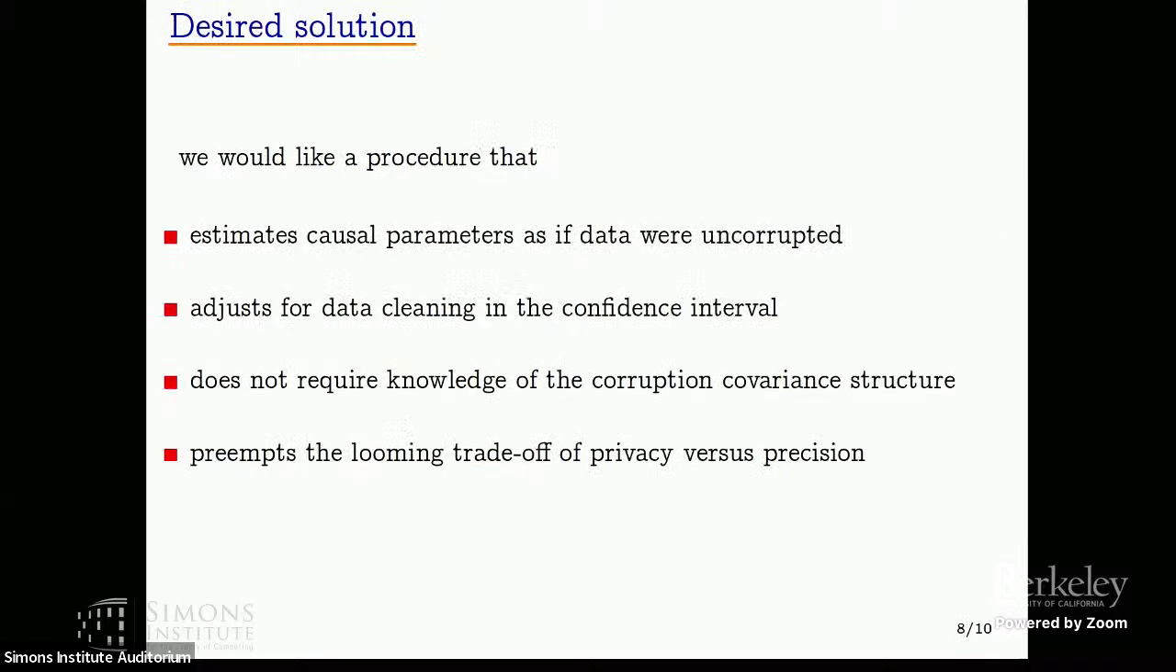So what's the kind of solution that we would like? Well, we would ideally have a solution that estimates causal parameters as if the data were uncorrupted, yet still adjusts for data cleaning in the confidence interval. We want this procedure to not require knowledge of the corruption covariance structure as well. If such a procedure existed, it would in some sense preempt this looming trade-off between privacy and precision that is faced by social scientists and other researchers who use these data sets.